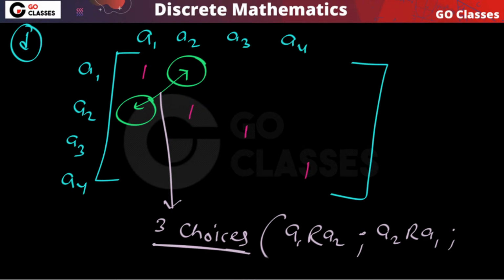The 3 choices are these. A1 related to A2, but A2 not related to A1. Another choice, A2 related to A1, but A1 not related to A2. And another choice, both A1 related to A2 and A2 related to A1. So there are 3 choices for every pair, whatever pair you take.